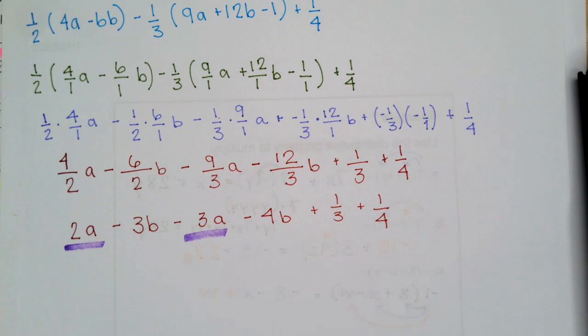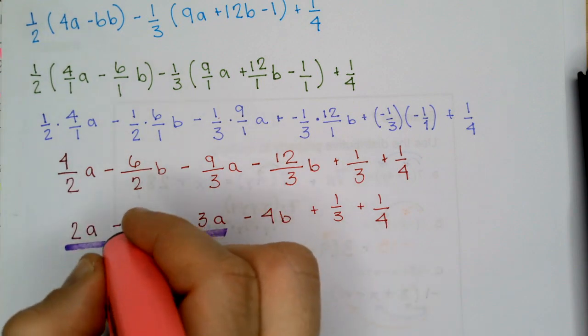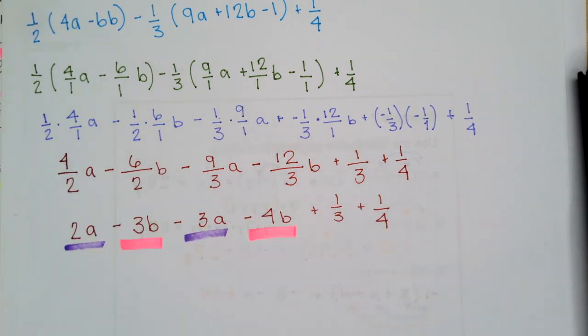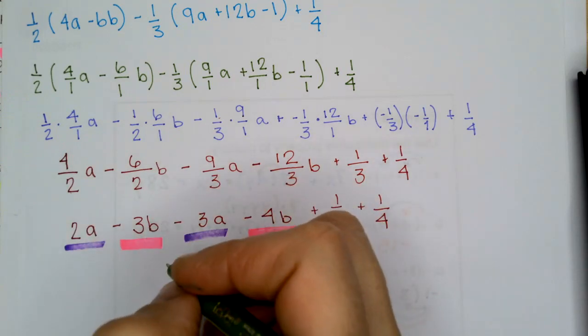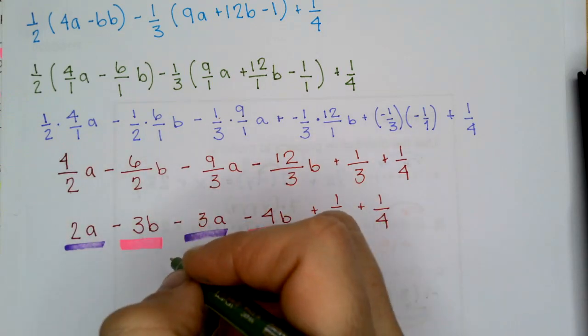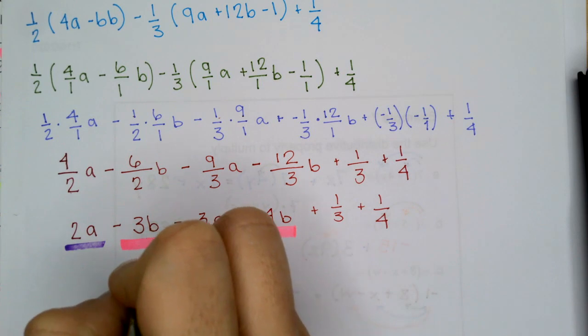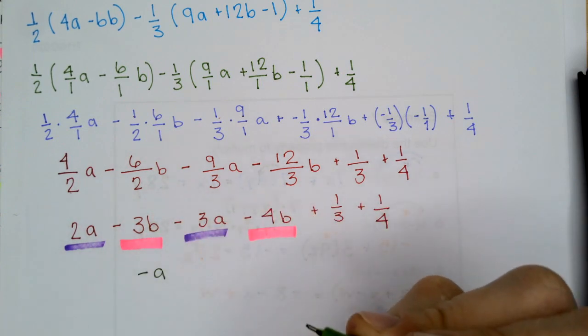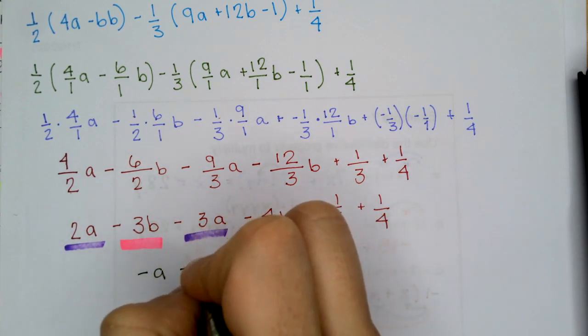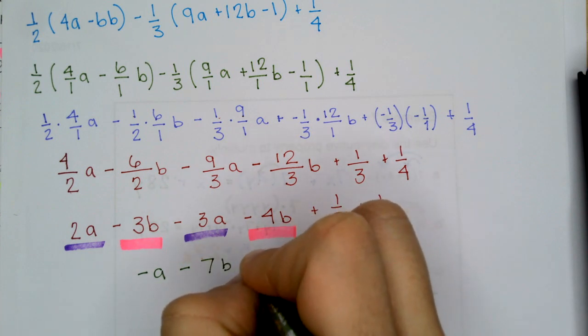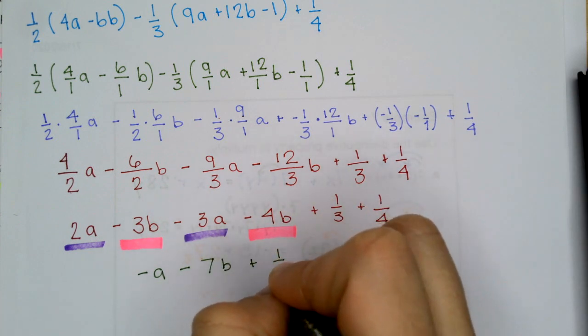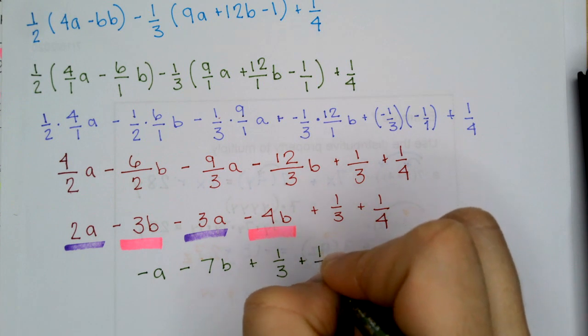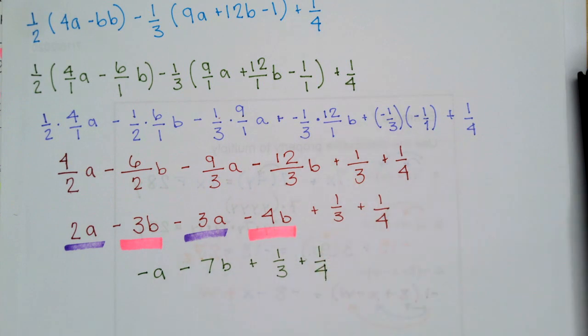2a minus 3a, negative 3b minus 4b. Good, so 2a minus 3a is just going to be a negative a. Negative 3b minus 4b is going to be a negative 7b plus 1/3 plus 1/4. What do we do with 1/3 and 1/4?